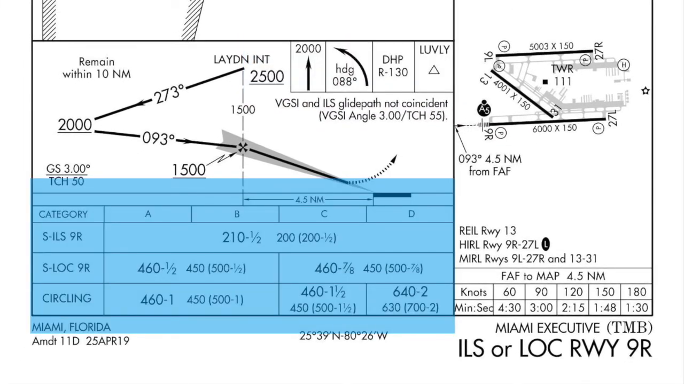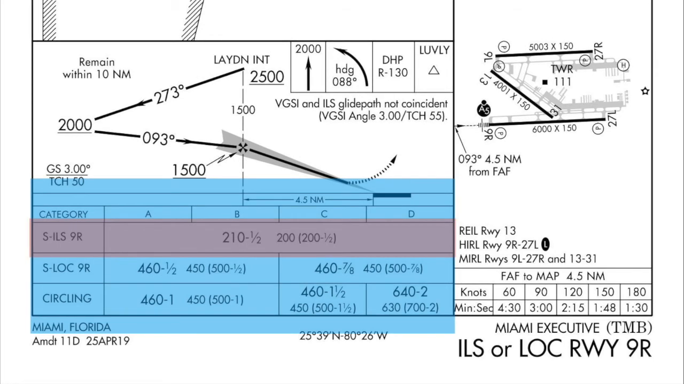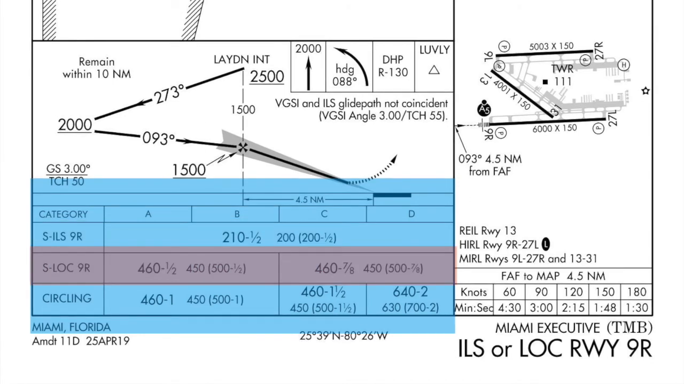Now, if you go just below that, you're going to see the category of approach: straight-in ILS minimums, straight-in localizer minimums, and your circling minimums. Now, here for the ILS today, we're going to be going down to 210 feet with a half statute mile of visibility. If you look off just to the right there in parentheses, you'll see our AGL numbers, which are 200 feet above the ground and still a half a mile. So for a localizer approach, you'd be coming in at 460 feet and a half statute mile visibility.